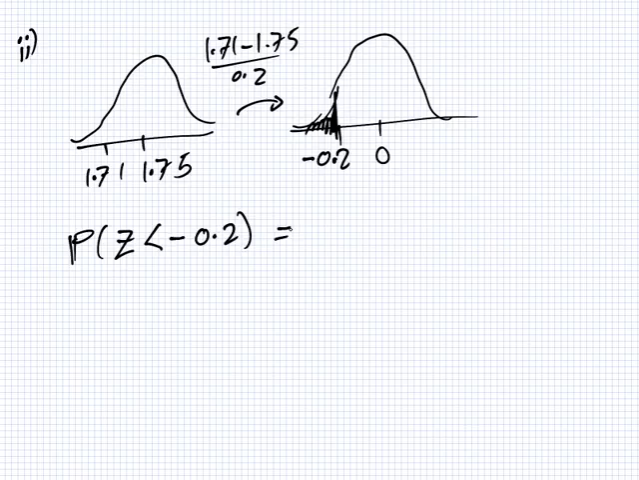Which means we want the table book value of minus 0.2. Now the problem, of course, is the table book doesn't have minus in it, but we can use the result, I think I gave you these before, that this is the same as 1 minus table book value of 0.2.